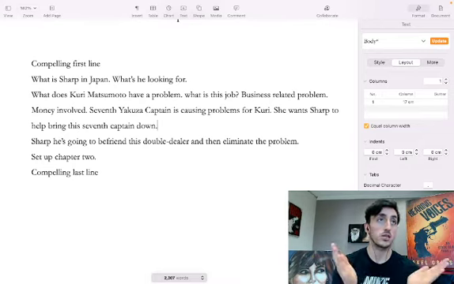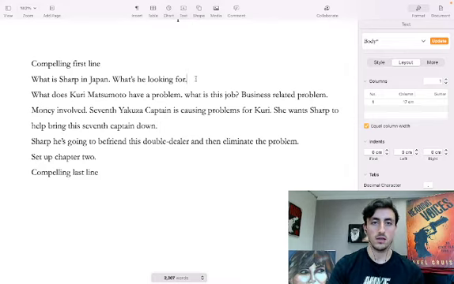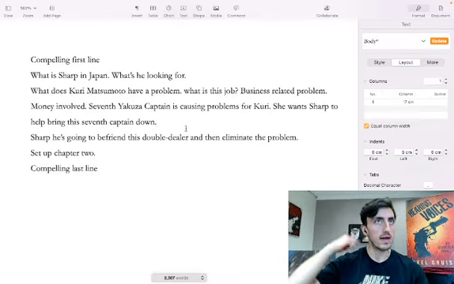Something like that, potentially. That's what it looks like so far. Okay, we still don't know about this why Sharp in Japan, but we're getting an idea of who he is and what he is. He's a fixer, right? A problem solver. He must have some sort of reputation behind him, because this eighth captain of the Yakuza knew who he was and has summoned him for a very specific reason. That's going to be useful to keep in mind for the backstory.